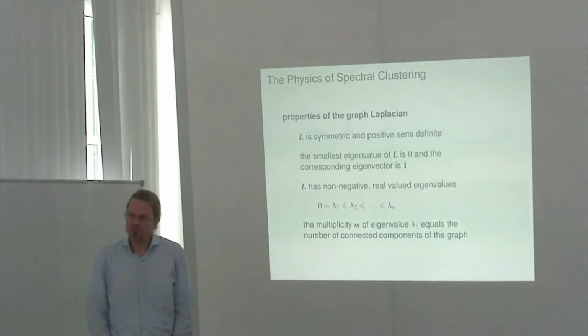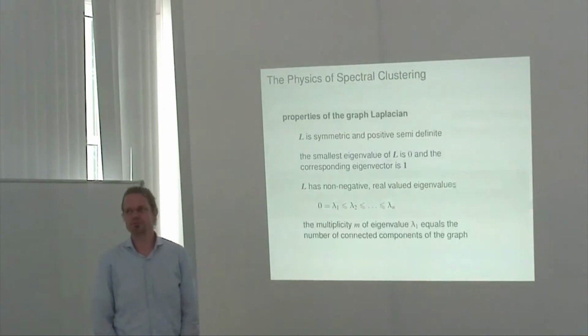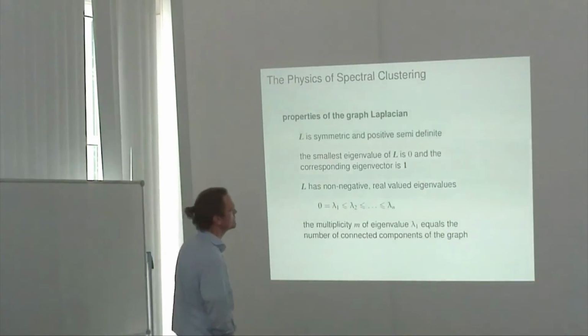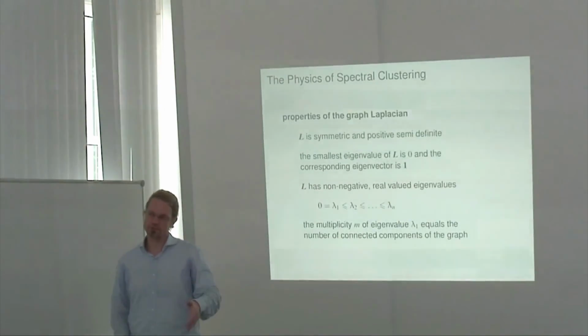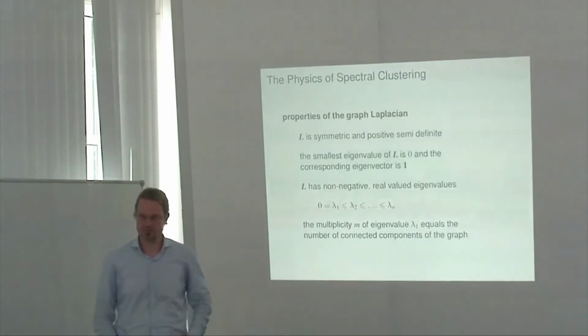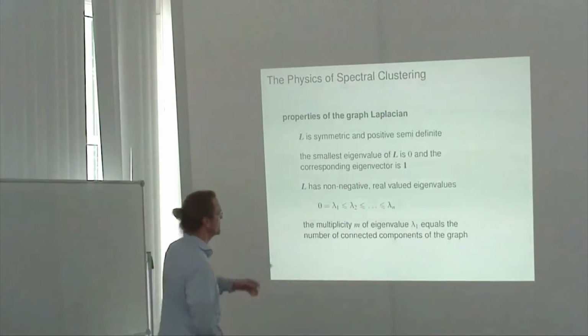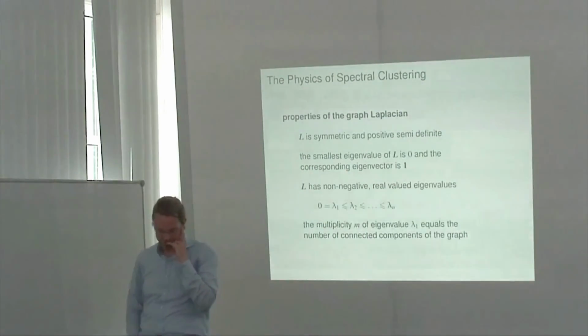Maybe you want to verify that at home. Write down the definition of the graph Laplacian and think about what it means to multiply that particular matrix with a vector where each component is a 1. And then you immediately see that the corresponding eigenvalue has to be 0. Do that at home.